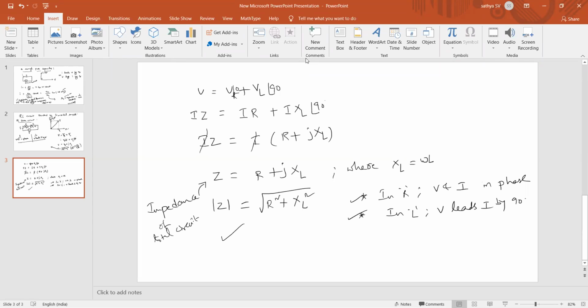Right, if anyone asks you the angular difference, that should be tan inverse of XL by R, and the unit is ohms. Finished up to this. Any doubts for the RL series circuit? Will you be able to draw the phasor diagram on your own by considering the individual components, first R and later L? Understood by everyone?